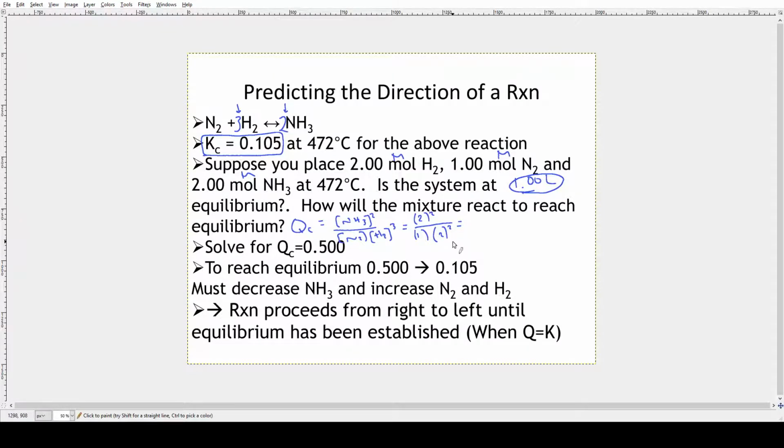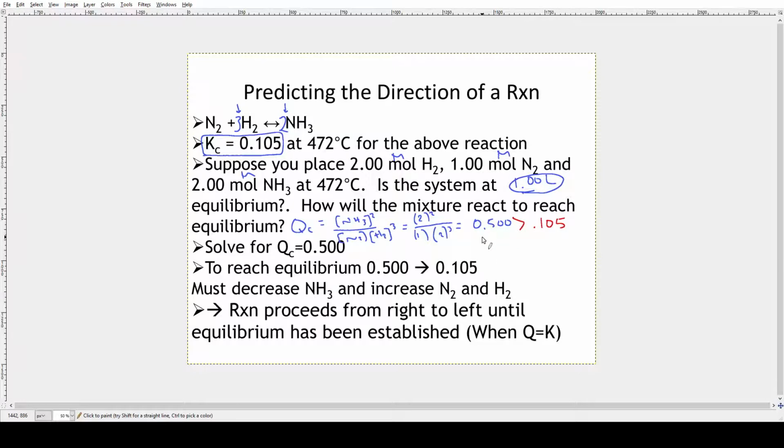And, oops, I think I did something wrong here. Oh yeah, I did. My hydrogen should be cubed. All right, so this is going to come out to 1/2, which is the same thing as 0.500. Now we're going to compare this to our K value, which is 0.105. So this number that we have is larger than the equilibrium constant. It's larger. So if it is larger, that means I have too many products.